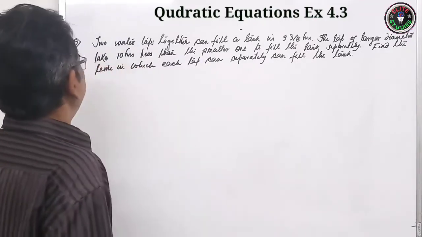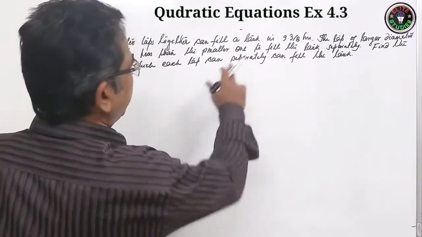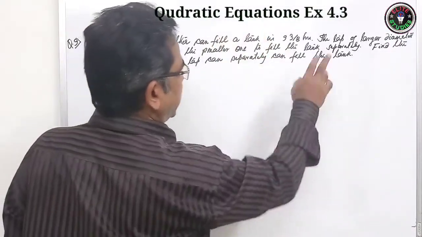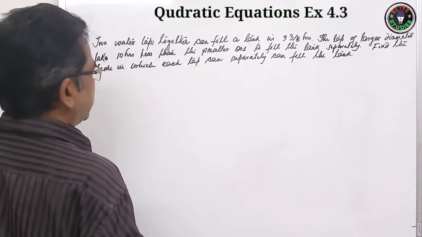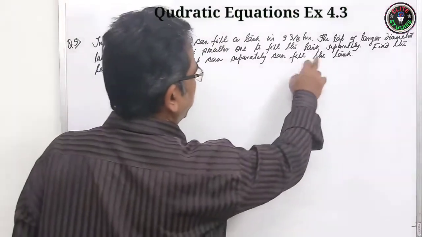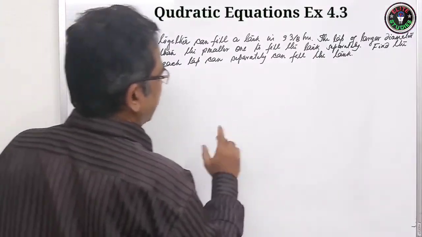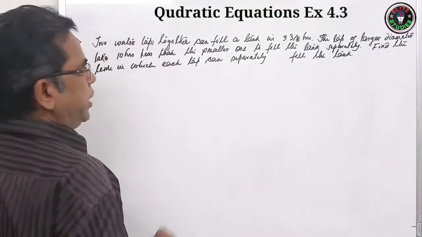Now question number 9, what is that? Two water taps together can fill a tank in 9 3/8 hours. The tap of larger diameter takes 10 hours less than the smaller one to fill the tank separately. Find the time in which each tap can separately fill the tank.